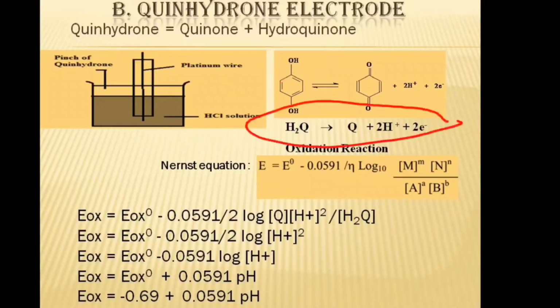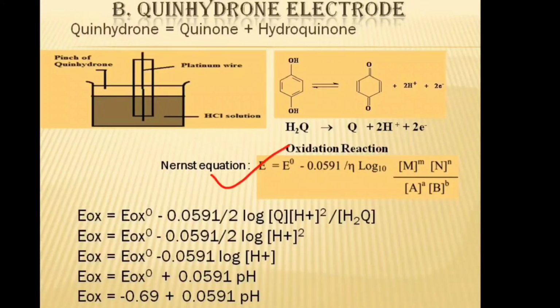That means H2Q gives Q plus 2H+ plus 2 electrons. As you know, this is loss of electrons, which is nothing but an oxidation reaction. Now you know the Nernst equation: E is equal to E0 minus 0.0591 upon n log to the base 10 of concentration of product divided by concentration of reactant. Now this is the product side and this one is the reactant side.